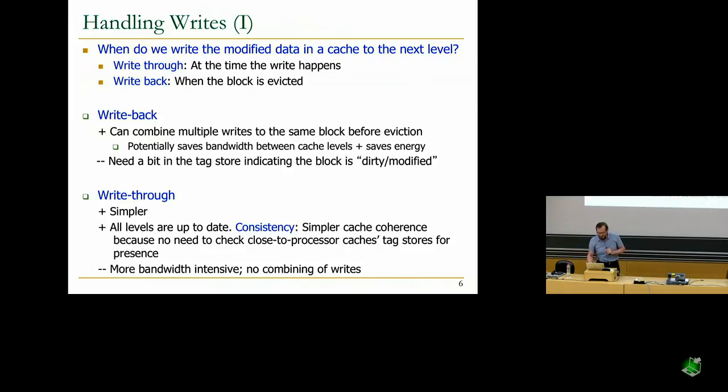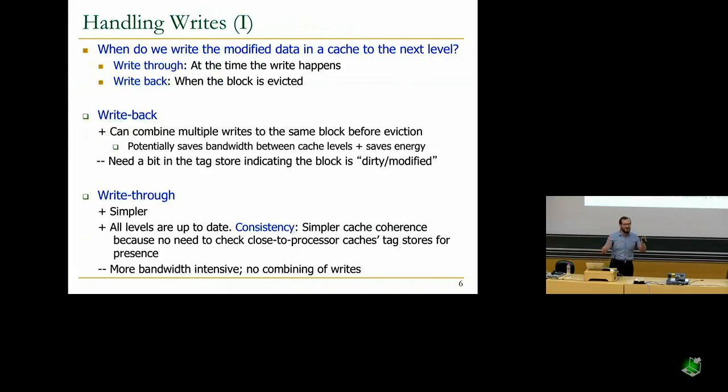And of course, a big disadvantage of write through is that it's more bandwidth intensive because there is no combining of the writes. So today, a lot of the caches are actually write back, but in some cases, write through also occurs. But bandwidth is very, very important in today's systems. As a result, many caches that you see in real systems are write back. But that doesn't mean that write through doesn't exist because of these reasons that we discussed.